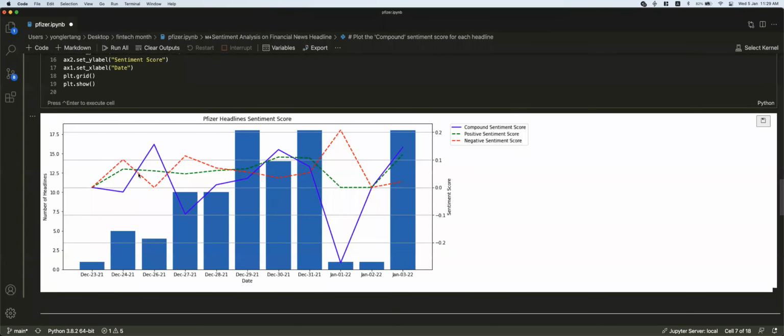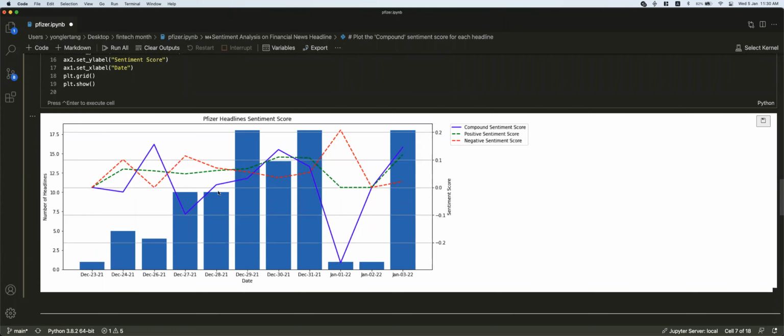So what you see here, the blue line, is the compound score. The compound score has its own formula, calculated by taking the neutral score, positive score and negative score, and then calculating this compound score for that specific headline. The red dotted line is the negative sentiment score for the day itself. This is the mean score that we calculated. And the green dotted line is the positive sentiment score.